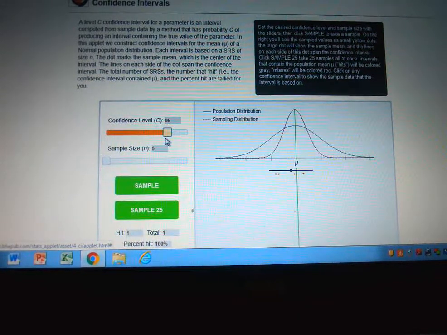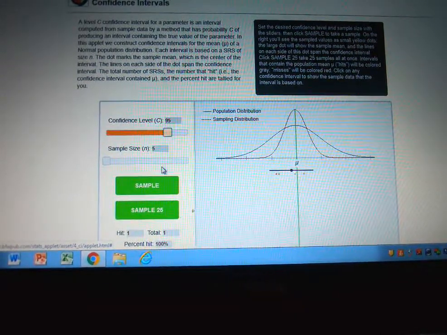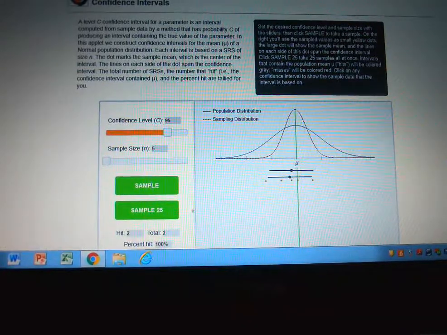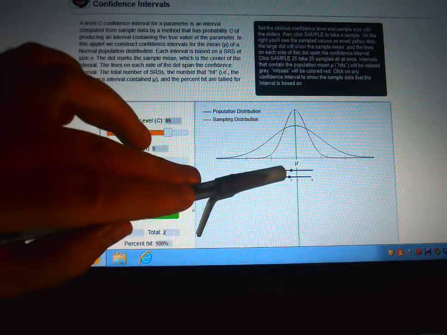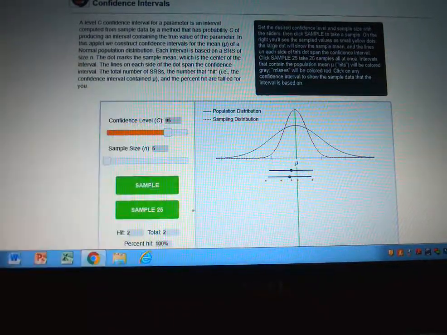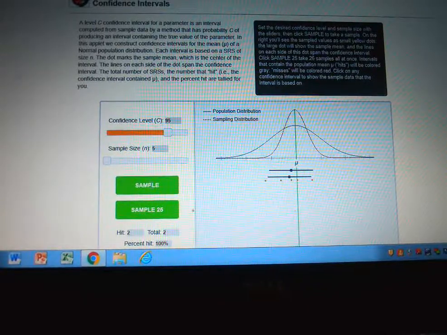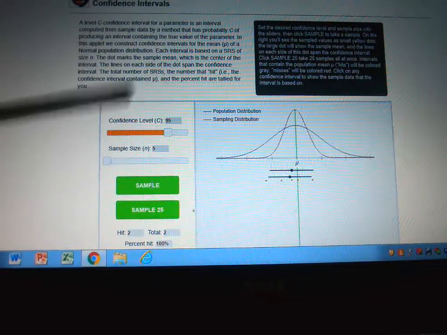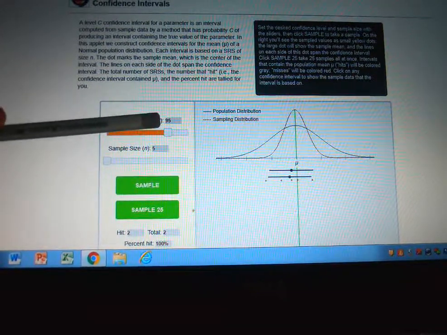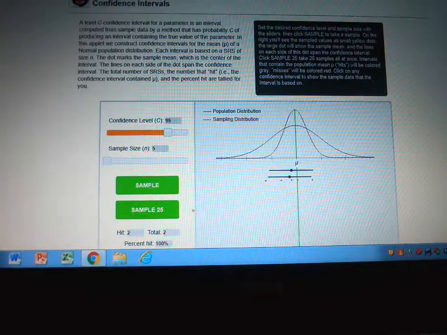Okay, now if I keep that 95% confidence now, and if I do another sample, it's going to find another sample of size 5, find the sample mean, which is that dot in the center of the bar here, and then calculate the distance of z star times sigma over square root of n. Now in this case, z star with a 95% confidence level, we know that would be 1.96 because we've done that before.